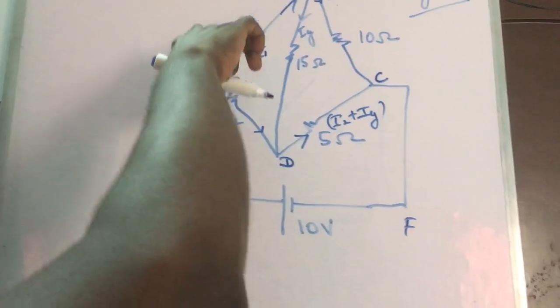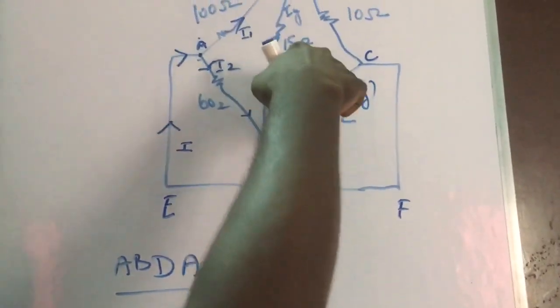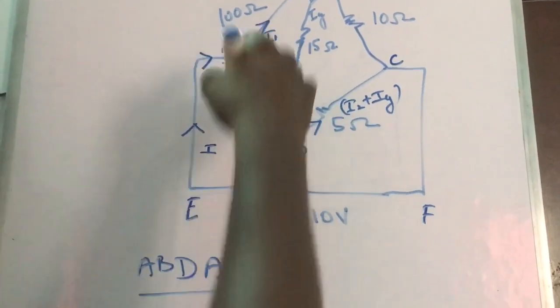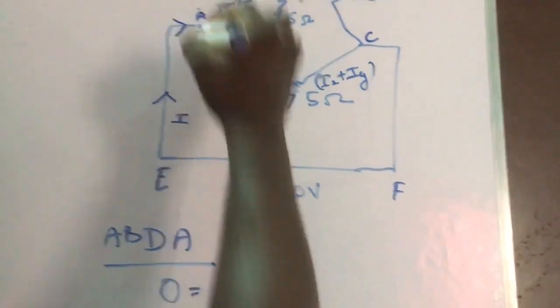In loop 1, there is no voltage source. Here is a voltage source, but that's going to be my loop 3. So this is my loop 1, loop 2, loop 3. In this loop there is no voltage source, so I'm going to simply put a 0. This current is going clockwise, so I'm going to put positive.